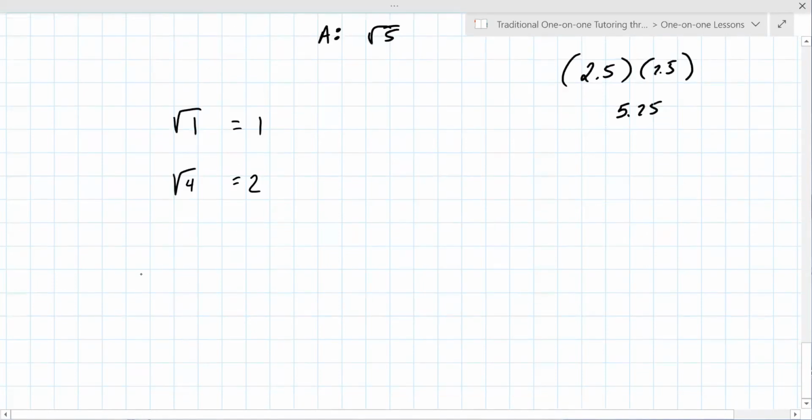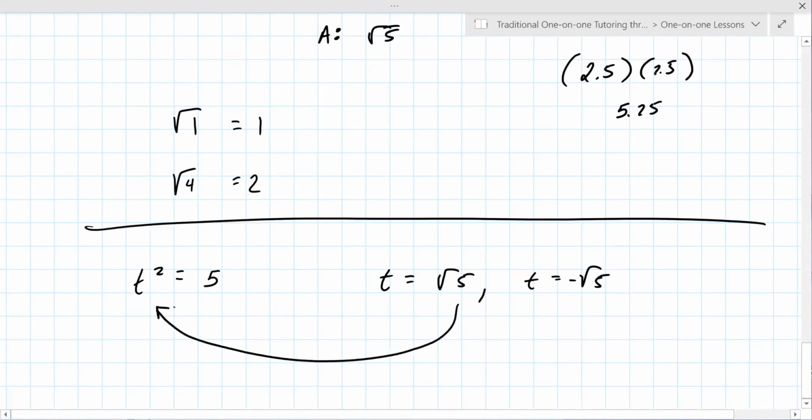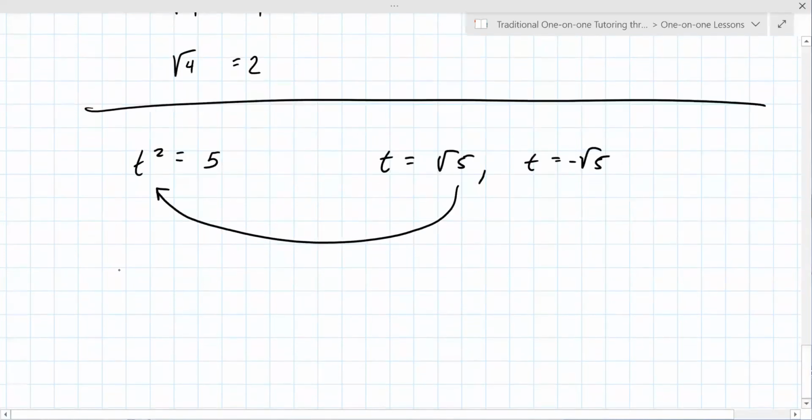So our original question was t squared equals, or we got it down to t squared equals 5. And we said one solution is square root of 5. Another solution is negative square root of 5. We're going to substitute those back into the original. So the square root of 5 squared, does that equal 5?